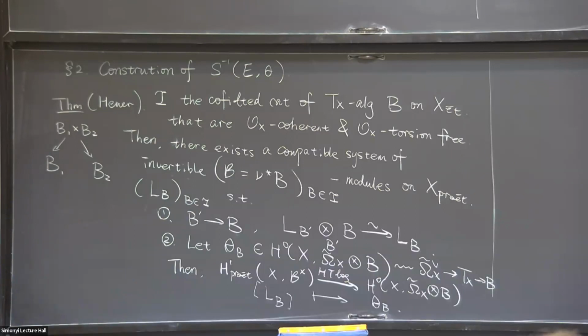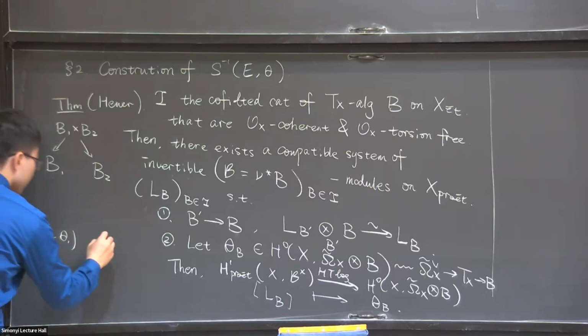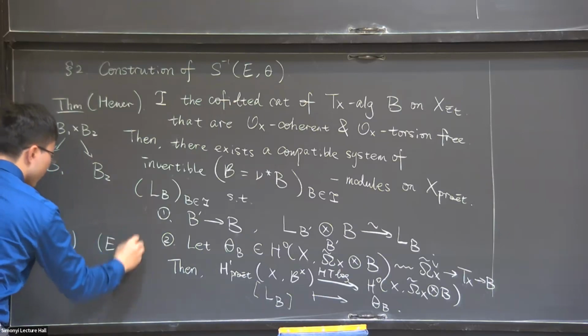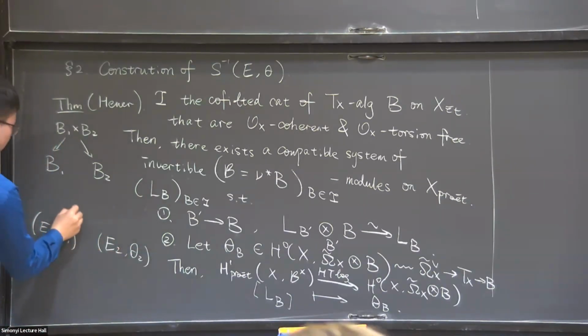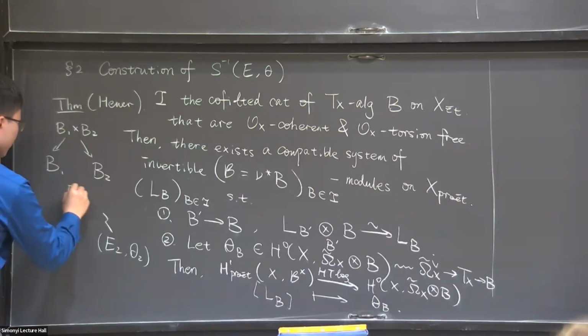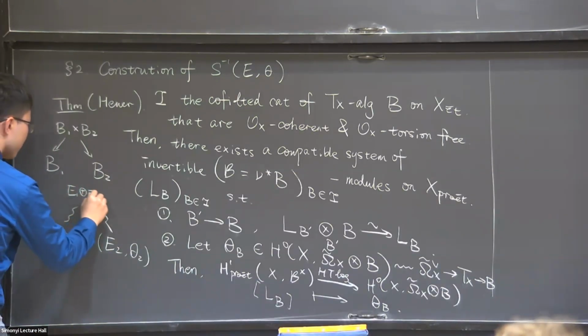So it enlarged the Hitchin base. Or you can regard this like this. Intuitively, B1 corresponds to the endomorphism of a Higgs bundle (E1, theta 1), and B2 corresponds to the endomorphism of (E2, theta 2), and you can combine them together by direct product.